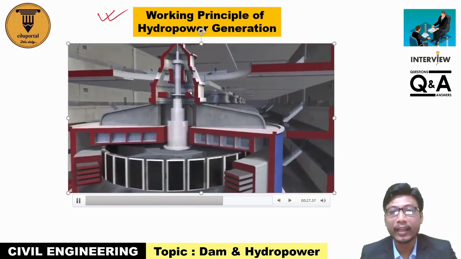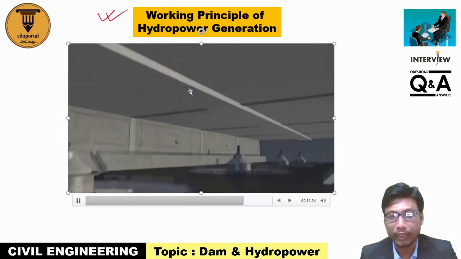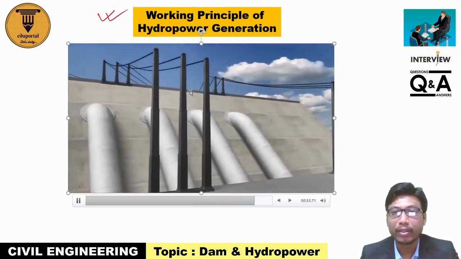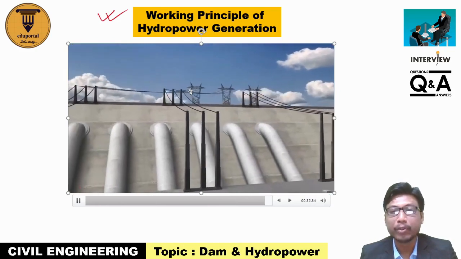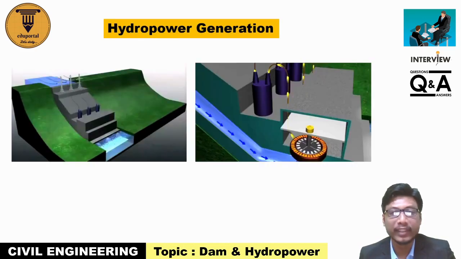Now you can see a metal shaft here that is connected from the turbine to the generator, and this generator is rotated as the turbine is rotated. Because of the rotation of the generator, it produces electricity, and this electricity we get at our home by the transmission lines. So we will see another video.